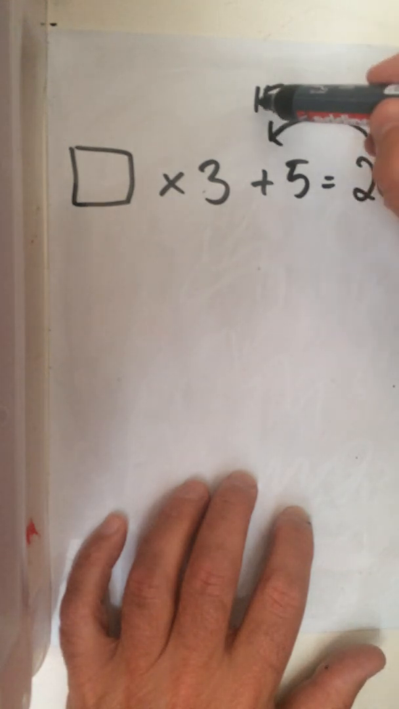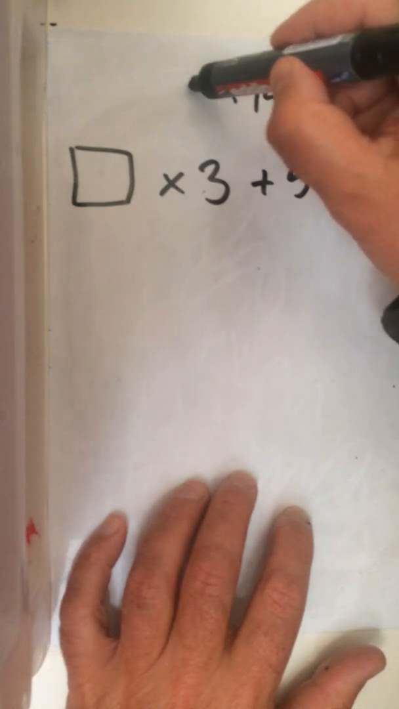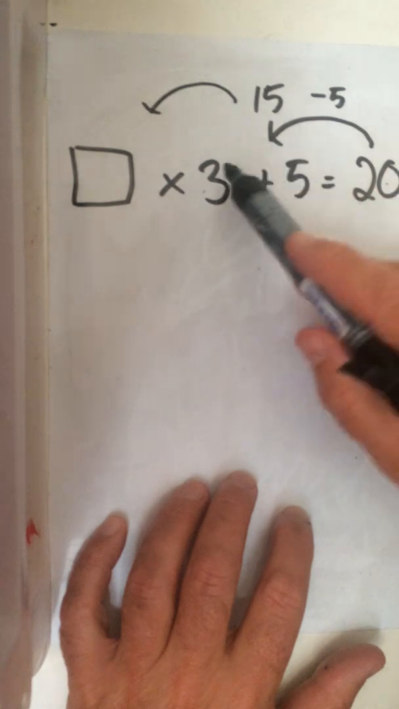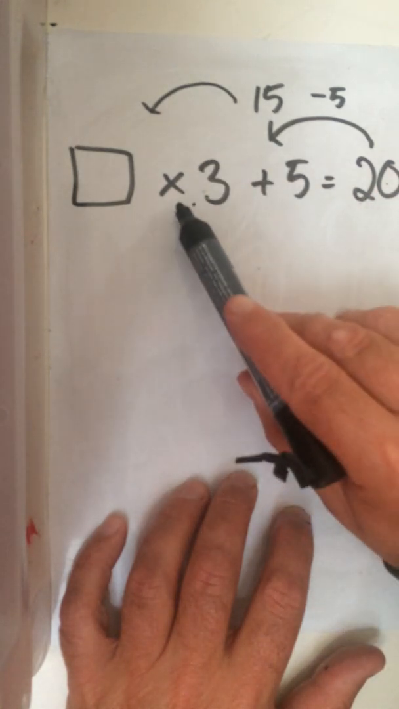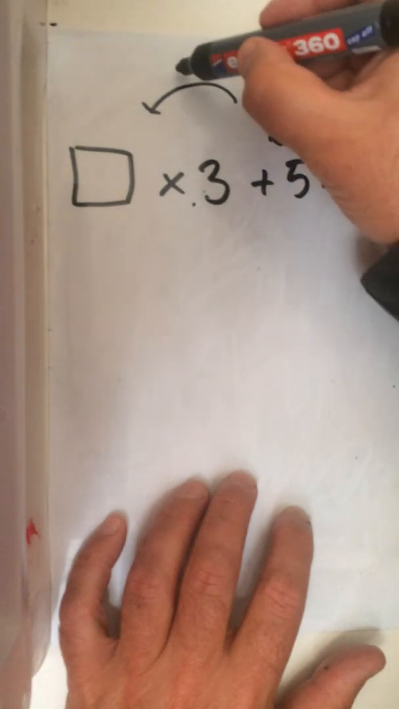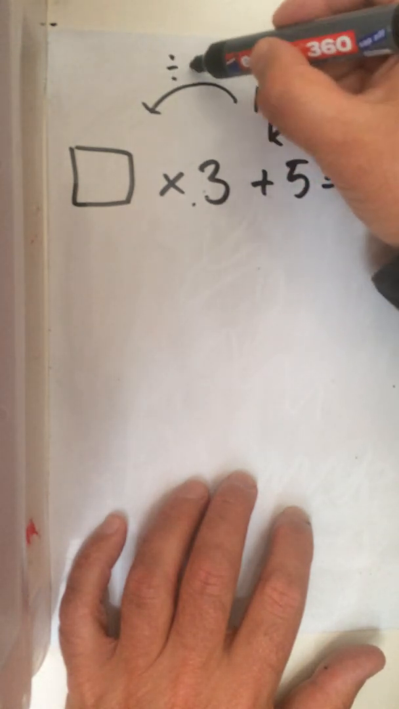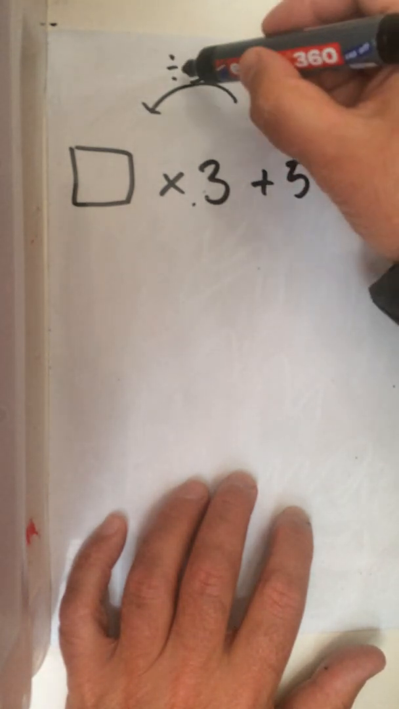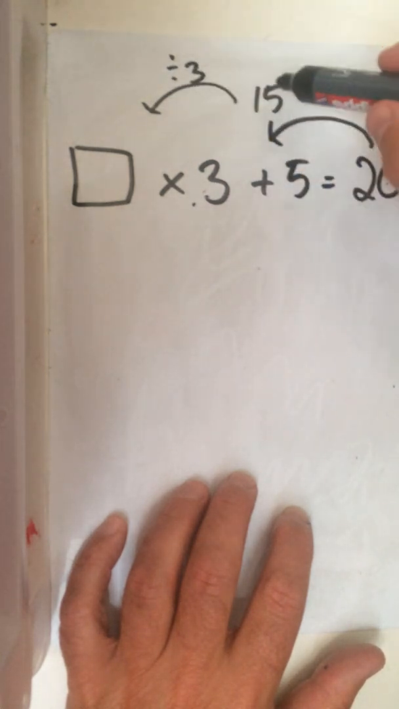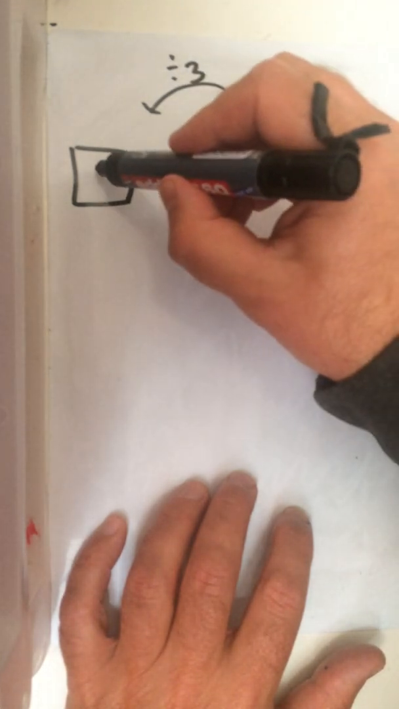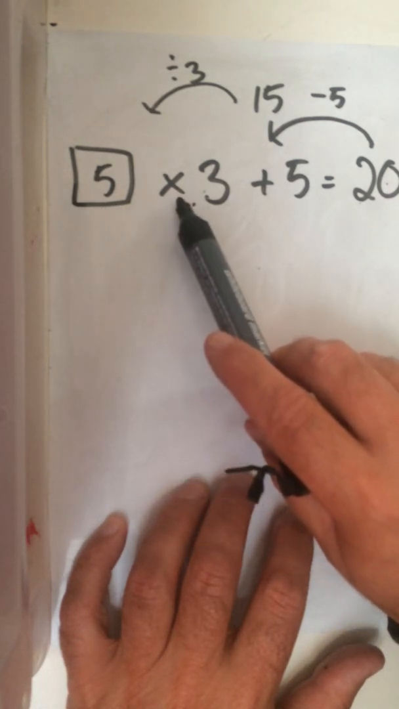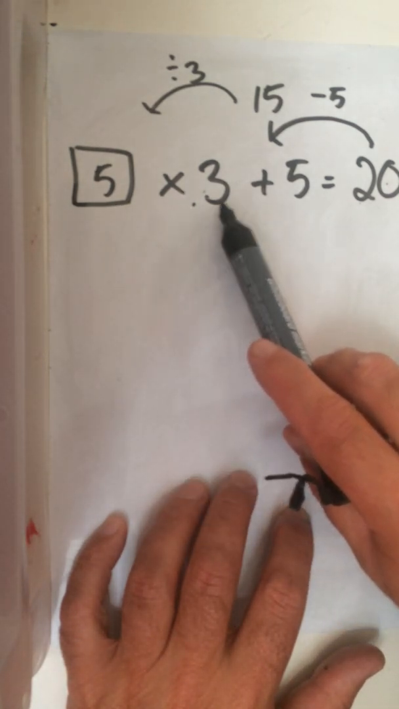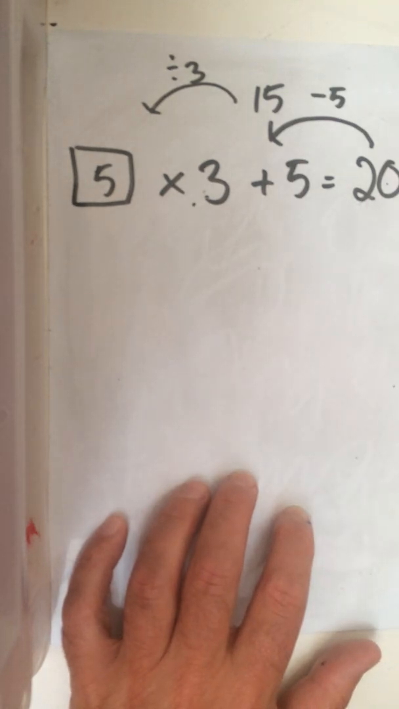Now I've got my 15, I'm going to go across here. Instead of multiplying by 3, I'm going to do the opposite of multiplying. The opposite of multiplying is dividing, remember. Divided by 3. So 15 divided by 3. How many 3's in 15? 5. Let me just check if that works. 5 times 3 is 15. Add 5 is 20. Yes, it does.